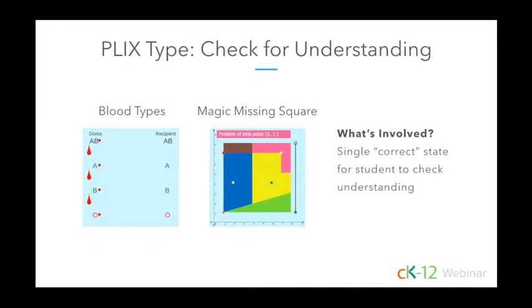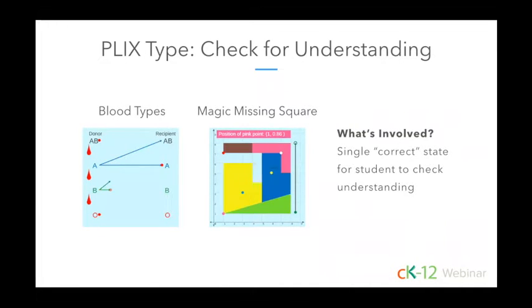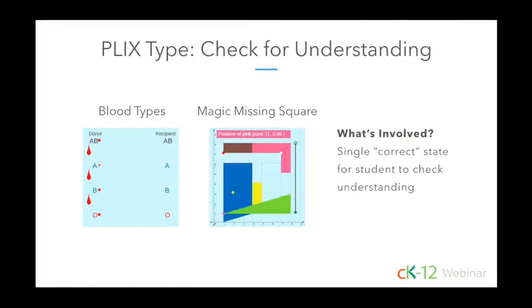Our next type of PLIX is check for understanding. These have one right state. There's something they're doing, trying to reach a right state, or when they interact with it, it only goes to one correct state. In this case, with the blood types, as they interact with it, they see which different blood types are options as donors and matching recipients. For the magic missing square, they work with composite area, and they're trying to see how to manipulate these pieces to see what's happening and how that's working.